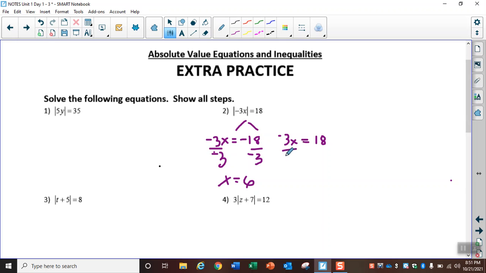And then here, same. So I'm going to do the same thing over here. Divide by 3, divide by negative 3. And so I get x equals negative 6. And those are my 2 answers.